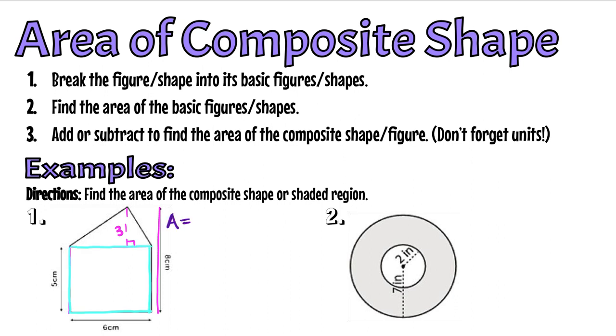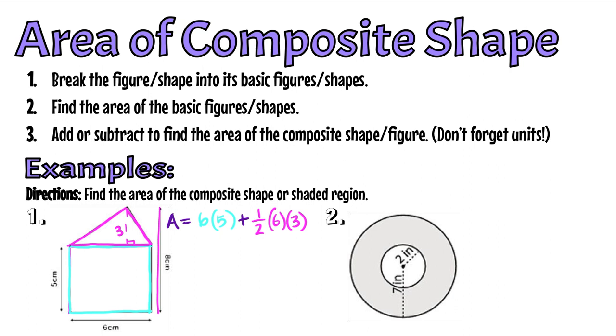So to find the area of this composite shape, we're going to find the area of the rectangle, which is going to be our base or width, which is 6, times our height, which is 5, plus the area of our triangle, which is 1/2 our base, which is 6, times our height, which is 3.